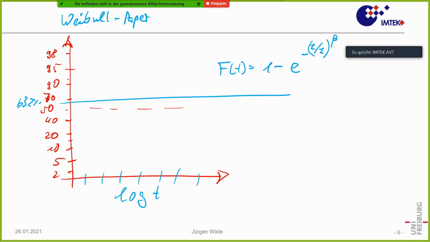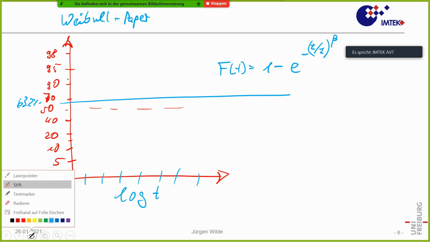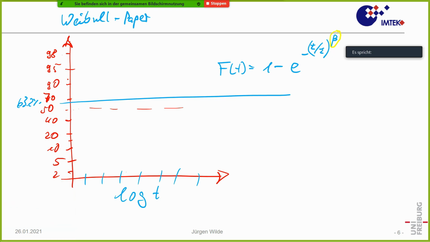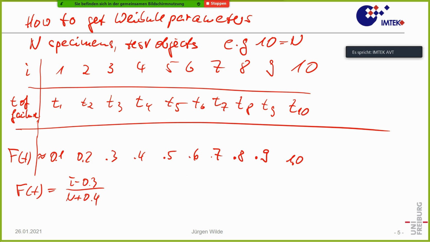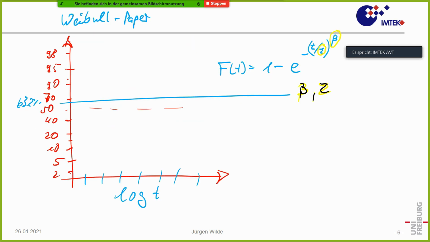So, and now let us derive how this works. We have the Weibull function, and from that Weibull function we want to determine both the parameters, the tau and the beta. Okay, how can we do this? Of course, we put in the values, but when we want to know our scale, we first do linearization.